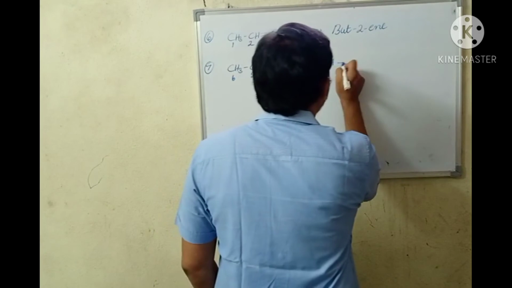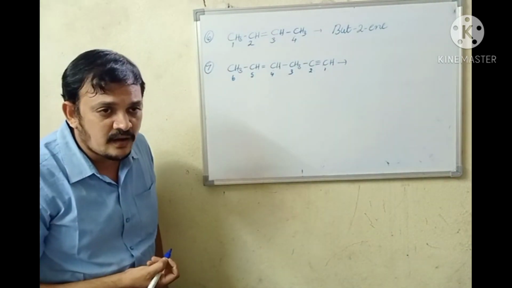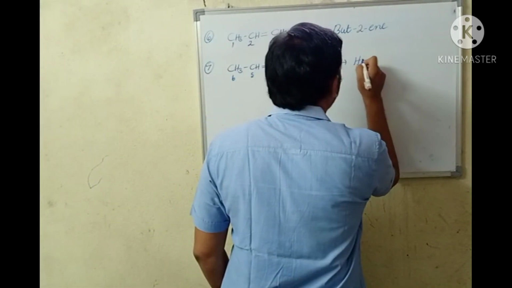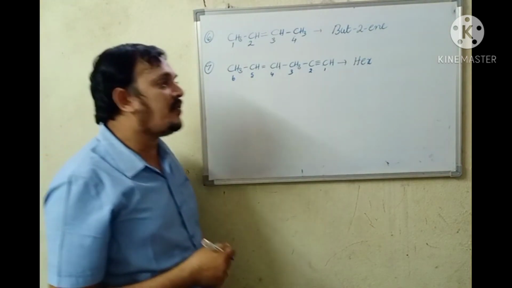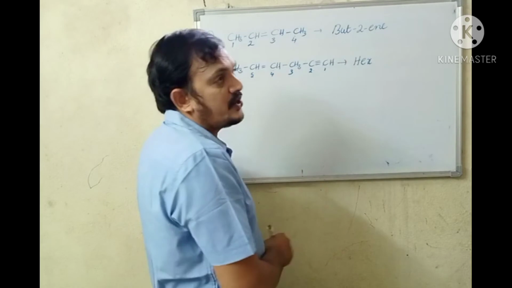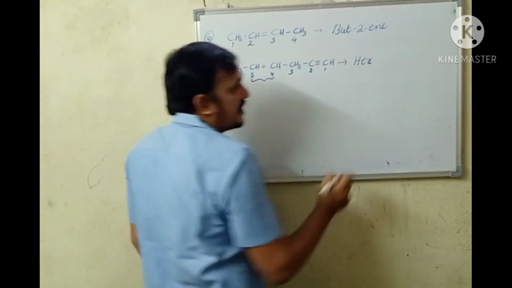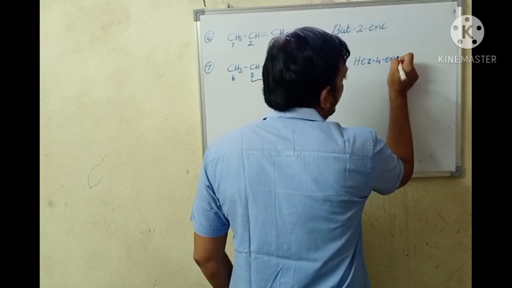So here, no substituents are there, so no secondary prefix. Name starts with root word, that will be hex. If a double bond and triple bond are both there, the first double bond position is to be indicated and the name should end with the triple bonded carbon. Hex, double bond is placed at the fourth carbon atom, hyphen 4 ene.